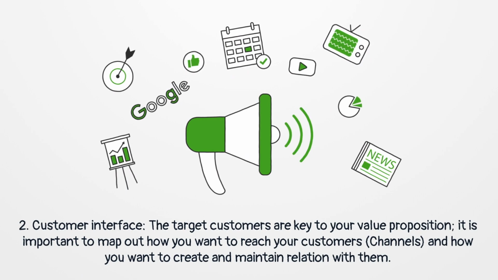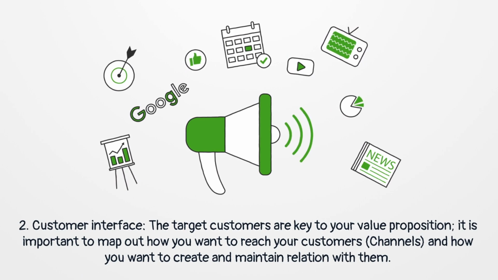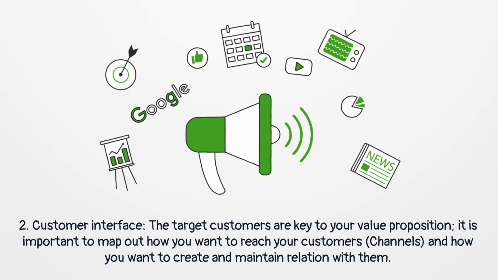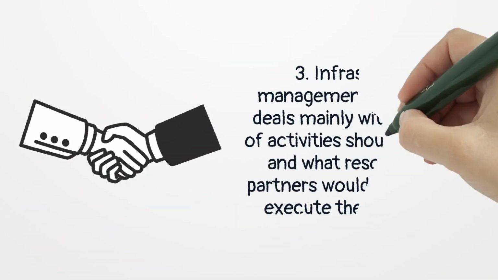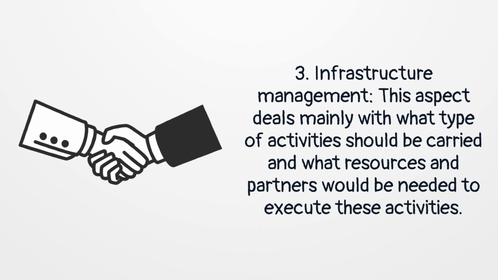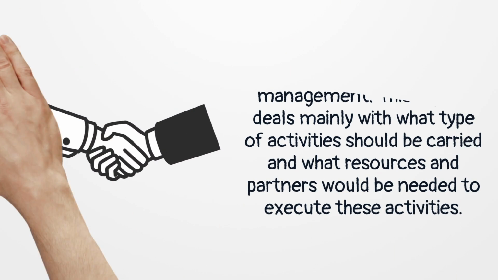It is important to map out how you want to reach your customers, channels, and how you want to create and maintain relation with them. 3. Infrastructure management. This aspect deals mainly with what type of activities should be carried and what resources and partners would be needed to execute these activities.